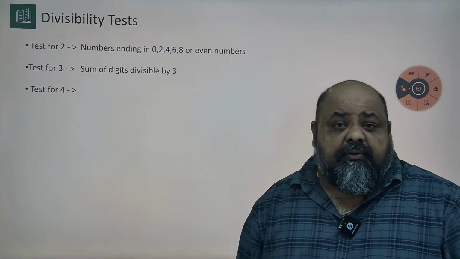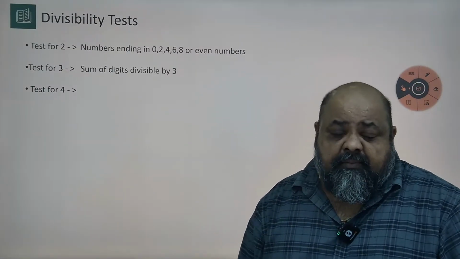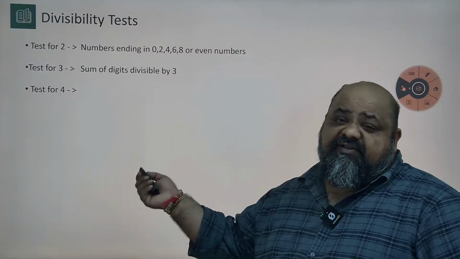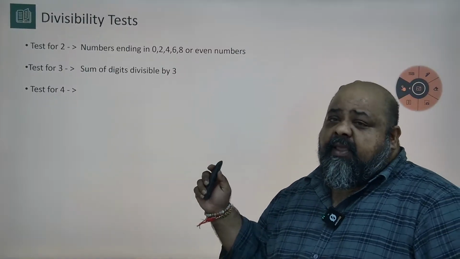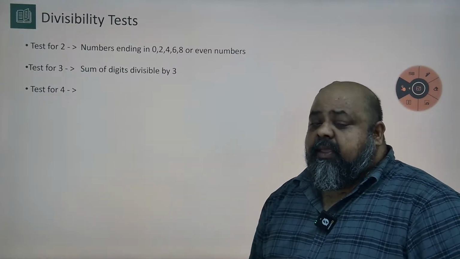Divisibility test for 4. In case of 2, we check the last digit. In case of 4, we check the last 2 digits as a number. If the last 2 digits are divisible by 4, the number is divisible by 4. Otherwise, whatever remainder we get will be the remainder for the number also.